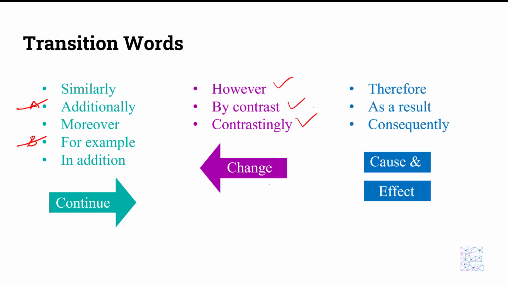And the third group is the cause and effect group, whereby something that was said prior has a consequence or has a result. So keywords are therefore, as a result, consequently, again, just to name a few.